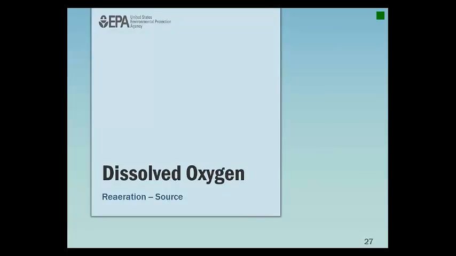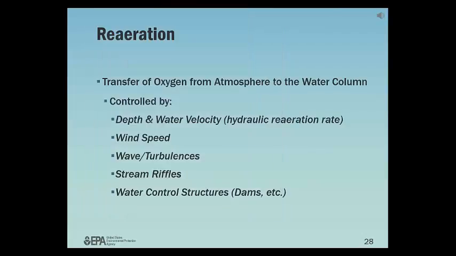The next process that we're going to look at that is a source of dissolved oxygen is reaeration. Reaeration is the transfer of oxygen from the atmosphere to the water column. It's controlled by water depth and velocity, which we call the hydraulic reaeration rate. The shallower the water and the faster the water velocity, the more oxygen is brought into the water column from the atmosphere.